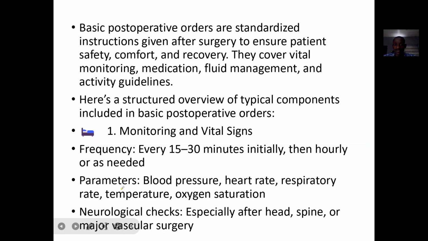For the basic post-operative orders, there are standardized instructions given after surgeries to ensure that the patient recovers well and is comfortable. So let's look at them.